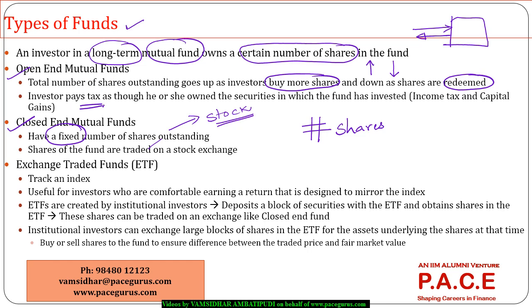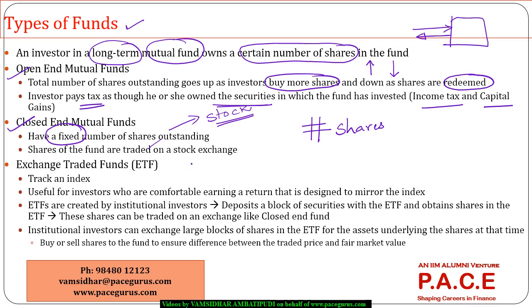Investors pay the tax in the same way as they are owning the securities. So they are subjected to income tax as well as the capital gain tax. When they are getting dividend income, they are paying income tax on it. And when they have sold the shares and they have got a profit out of the shares that they have sold, then there is a capital gain tax that is involved on it.